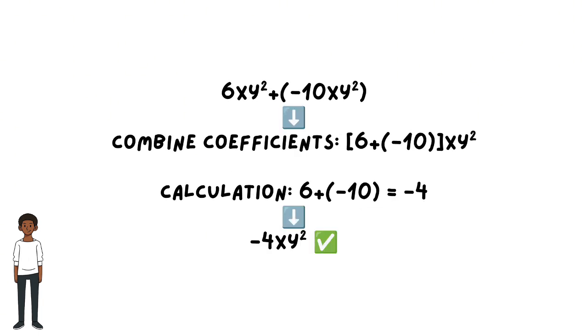So how do we combine like terms? We simply add their coefficients together while keeping the variable part exactly the same. Think of xy squared as an item. If you have 6 of them and you add negative 10 of them, how many do you have in total? Add the numbers in front. 6 plus negative 10 equals negative 4. Attach the unchanged variable part, and you get your final simplified result: negative 4xy squared.